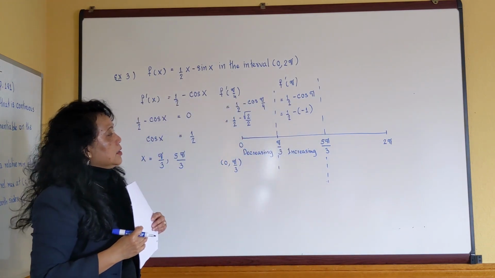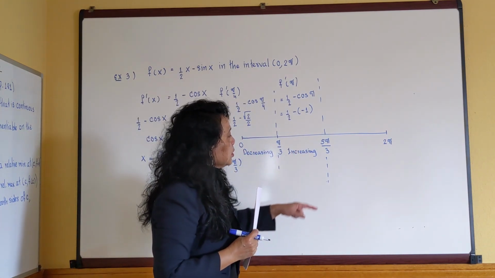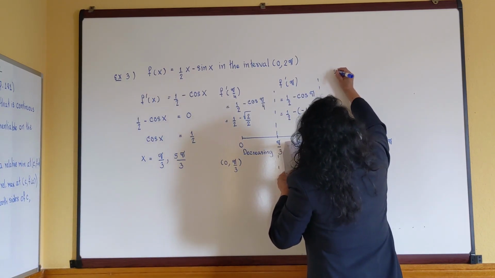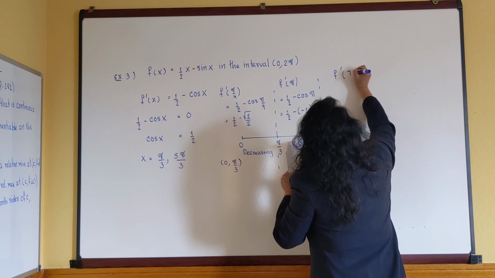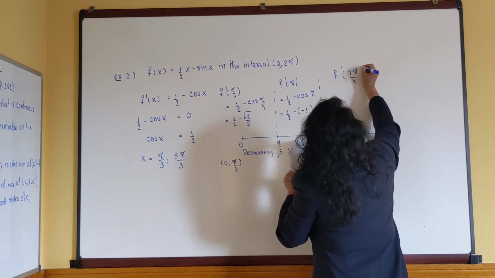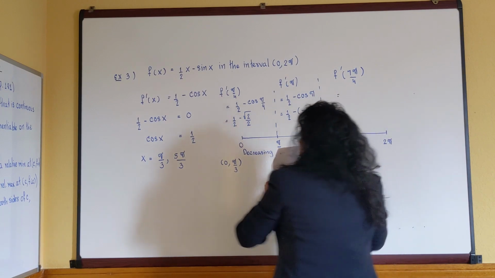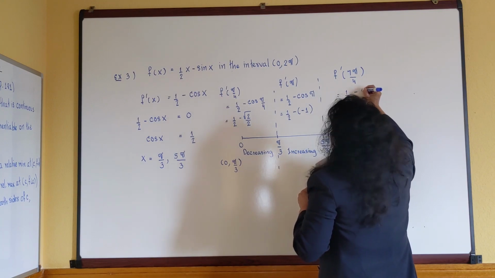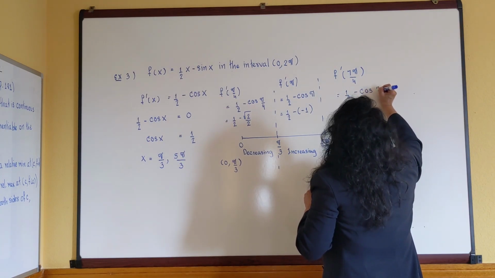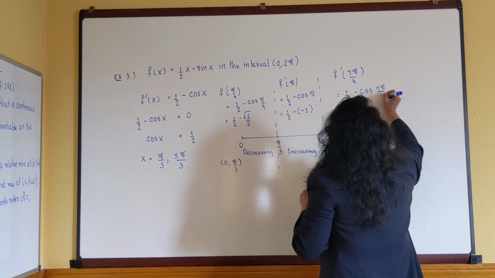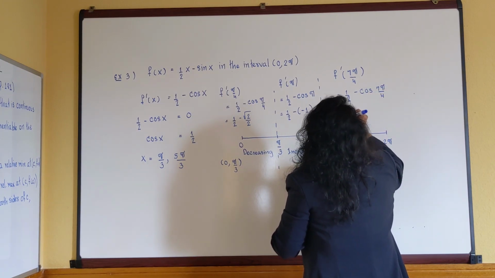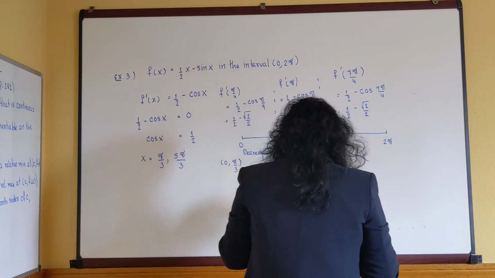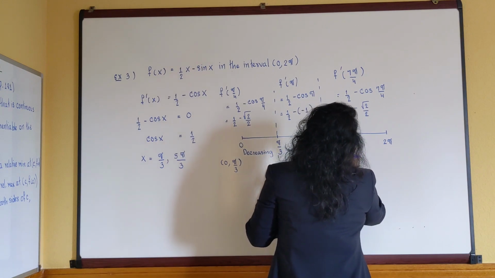Alright, last interval, 5 pi over 3 to 2 pi. I pick 7 pi over 4. So plug into this function again. I have 1/2 minus cosine of 7 pi over 4. Then I have 1/2 minus square root of 2 over 2, which is negative. So this is decreasing.